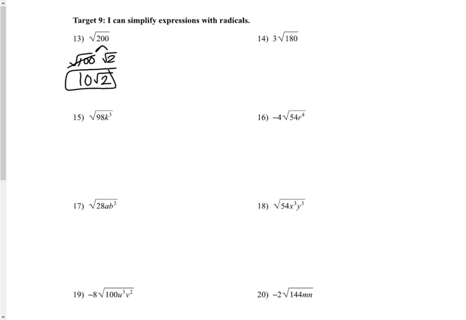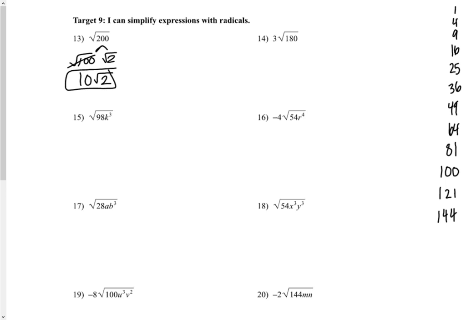Sometimes it can help to write your perfect squares out so you have those to look at as you go on. So remember, our perfect squares are 1, 4, 9, 16, 25, 36, 49, 64, 81, and 100. You can keep going if you want. We can go to 121. We can go to 144. But those are all the numbers that I can take the square root of.